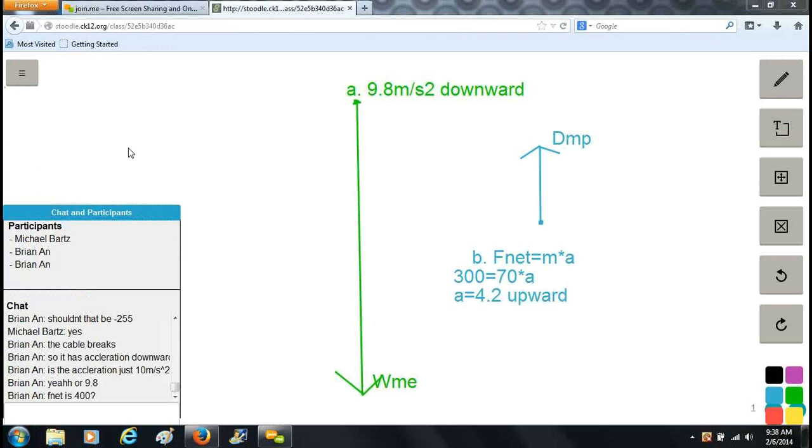So in part A, right after it jumps out of the airplane, what would the acceleration be, and how did you figure that out? Well, he doesn't have a parachute or anything. There's not enough air resistance yet. He's basically in free fall, so that's just the number you use for that.